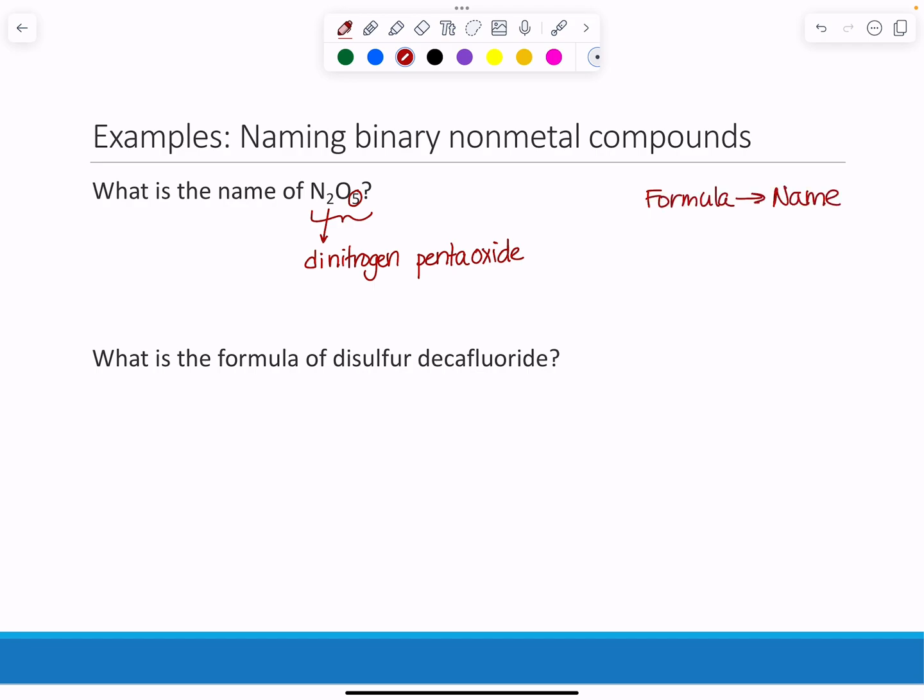Now let's look at an example where we're going from name to the formula. All right, so we've got disulfur. So the symbol for sulfur is S, di is 2, so we put a subscript of 2. And then fluoride is our second element, so that symbol is F, and deca is 10. So S2F10 would be the formula for that compound.